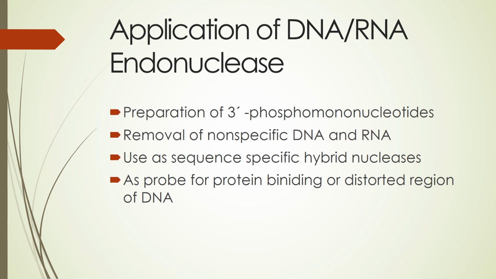Now the next is the probe for the protein binding or distortant region of the DNA. SNase is a small protein. Yeah, it's very small. It's about 15 to 17 kD compared with DNase I. DNase I is, as I told you earlier, more than 30 kilodalton, which is mostly widely used in the DNA footprinting.